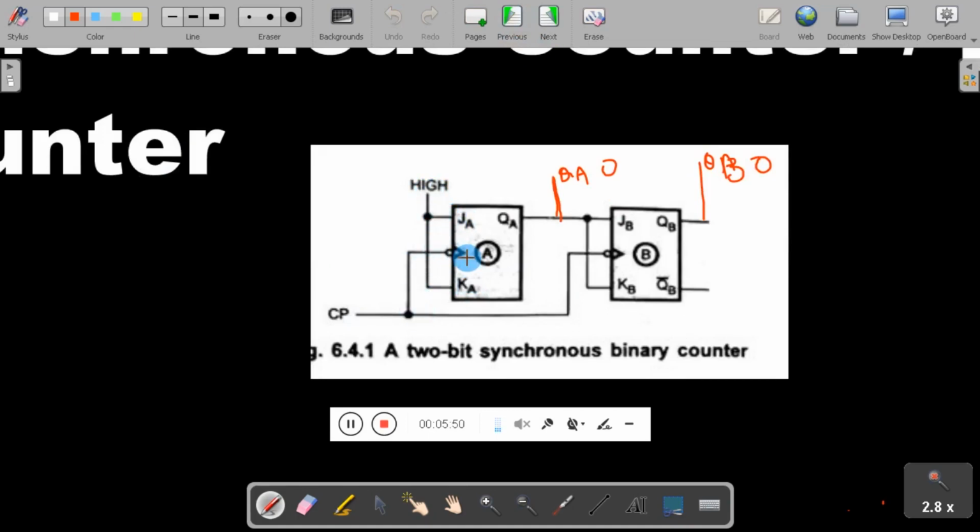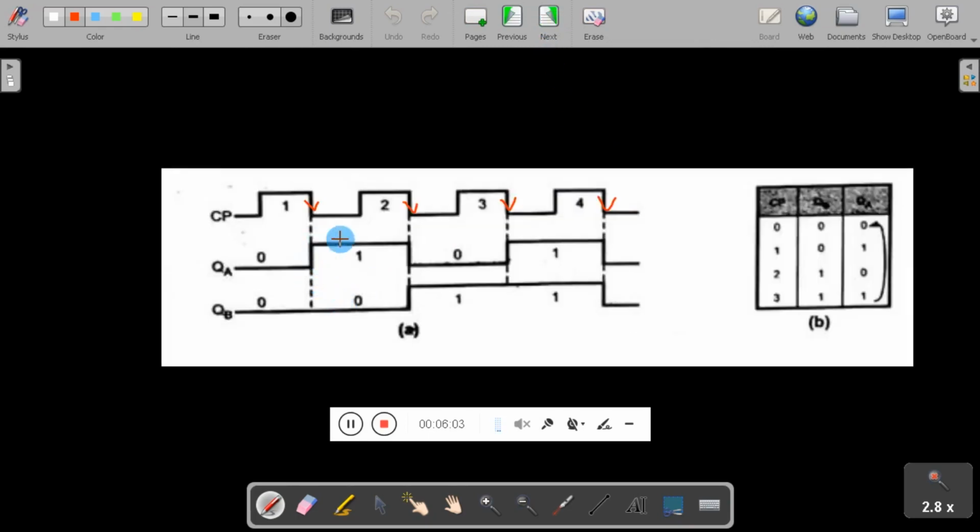When you give the clock signal, we know the properties of the JK flip-flop: when J and K both are 1, the output will toggle. What was the last state? The last state is 0. So the next state is 1.